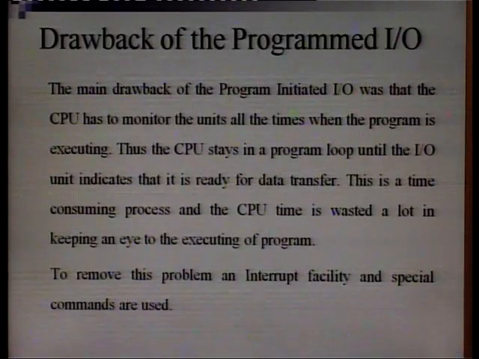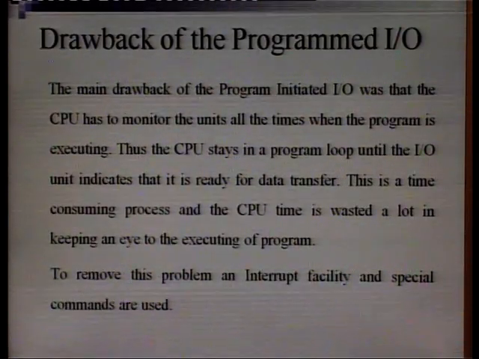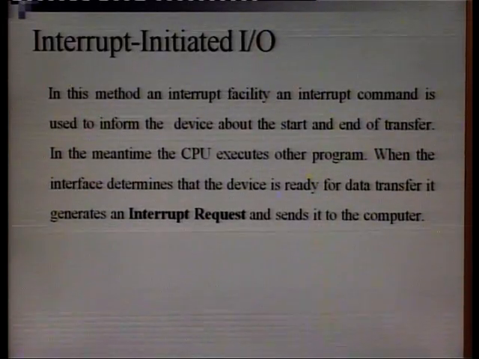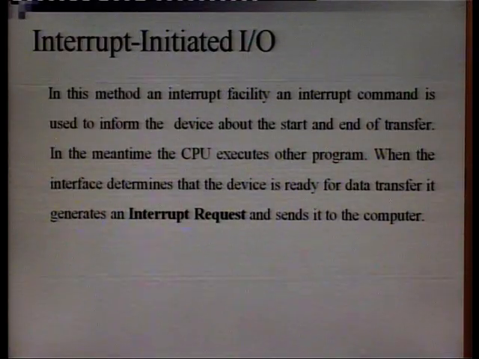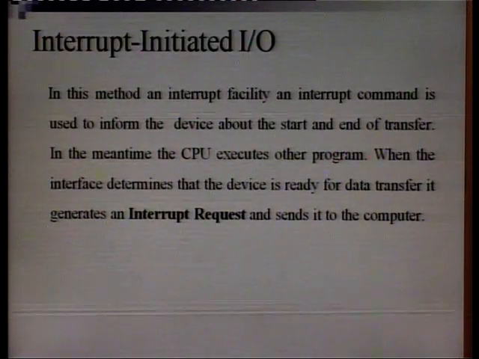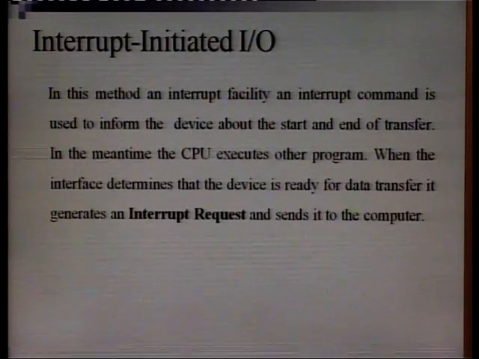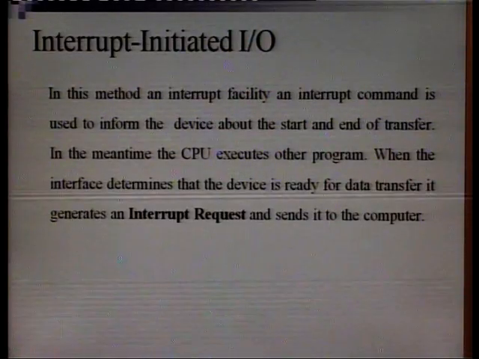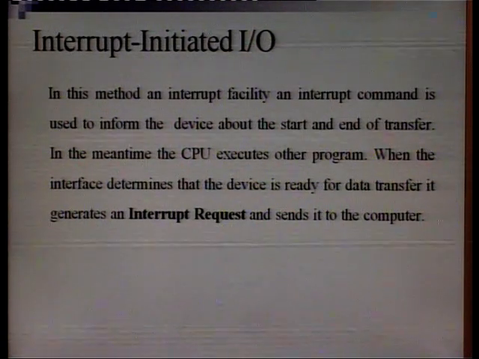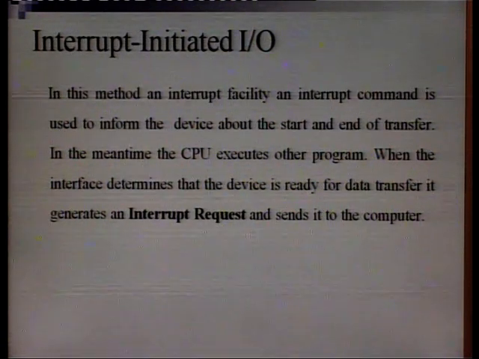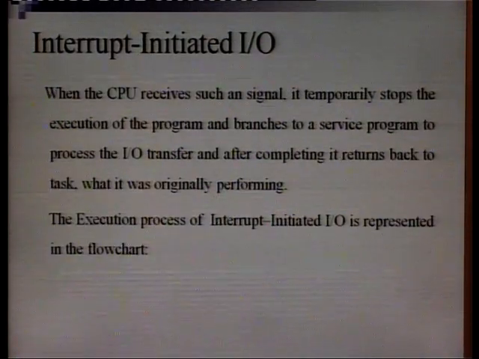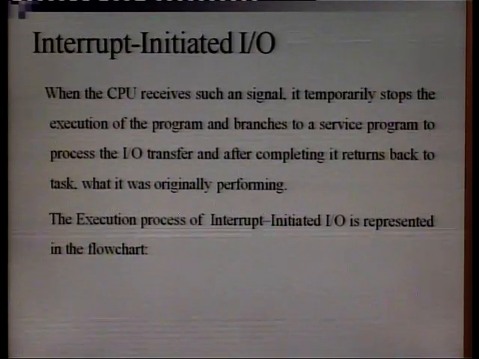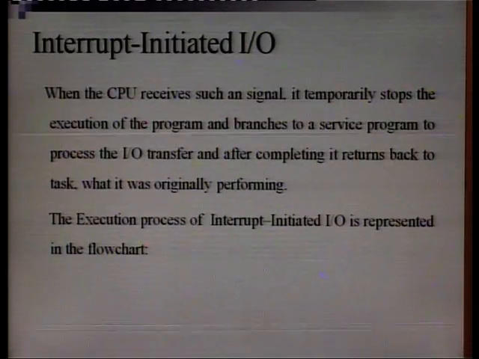This is solved by an interrupt command. The second method is interrupt initiated input output. In this method, an interrupt facility or interrupt command is used to inform the device about the start and end of the transfer. In the meantime, the CPU can execute another program. When the interface is ready for the data transfer, it generates an interrupt request and sends it to the computer. When the CPU receives such a signal, it temporarily stops the execution of the program and branches to the service program.